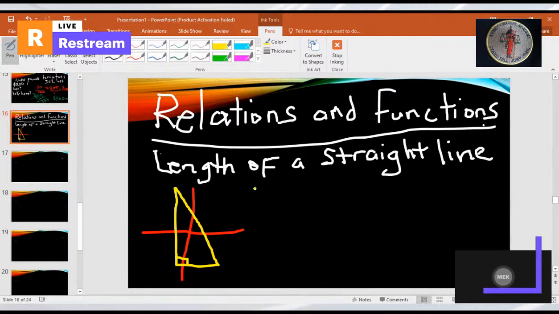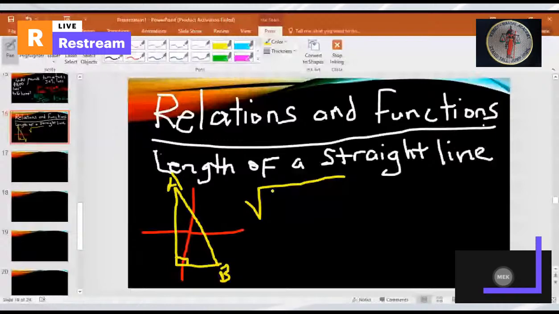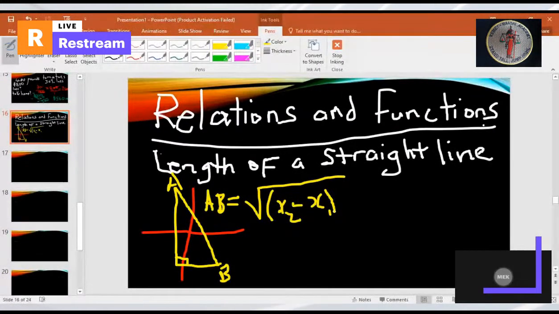So here's the formula. So let's say this is point A and that's B. The formula for the length of the line AB, or whichever letters they are, is the square root of (x2 minus x1) squared, plus (y2 minus y1) squared. So if you look at it, it's really Pythagoras' theorem.